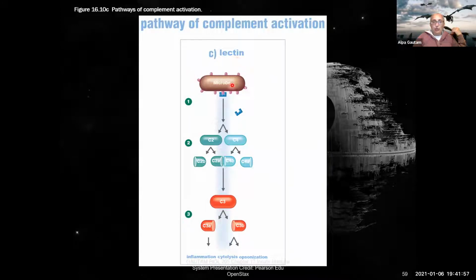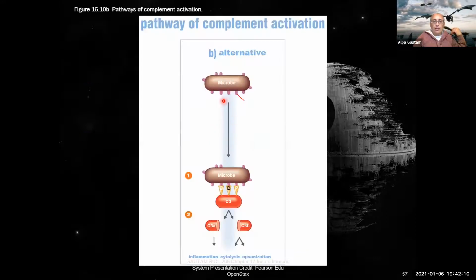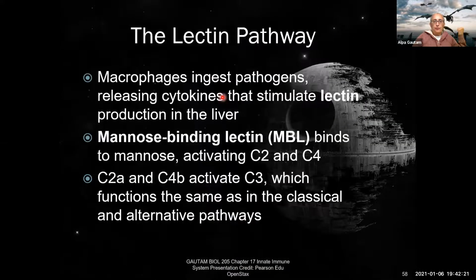So here's the microbe. And in this case, if this microbe has these specific components sticking out, if the microbe has this component called mannose, which is a sugar, if the microbe happens to have mannose sticking out, we have proteins called mannose binding lectin.